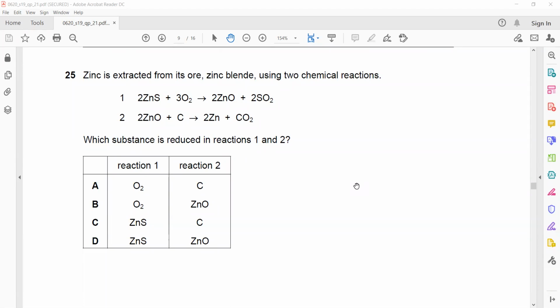Question 25. Zinc is extracted from its ore zinc blende using two chemical reactions. Which substance is reduced in reaction 1 and reaction 2? The term reduction means removal of oxygen. So which substance is reduced? Question 25.